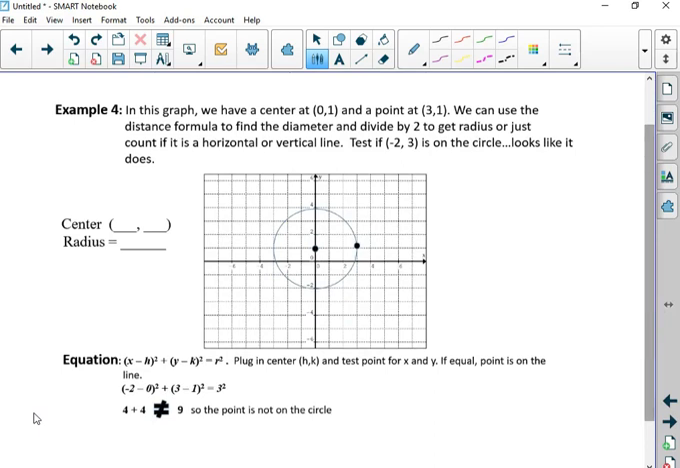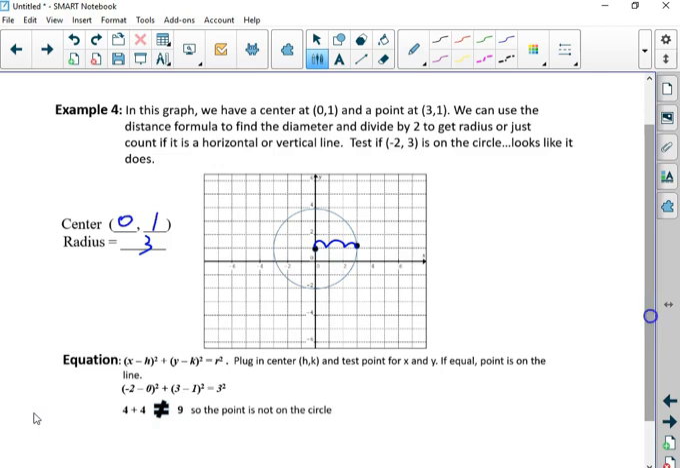In this graph, we have a center at 0, 1, and we have a point at 3, 1. Again, if they were not lined up horizontally and vertically, you'd use the distance formula. But in this example, we give it to you. 1, 2, 3. So you know the radius is 3 on this one. You're already given 0, 1 for the center.